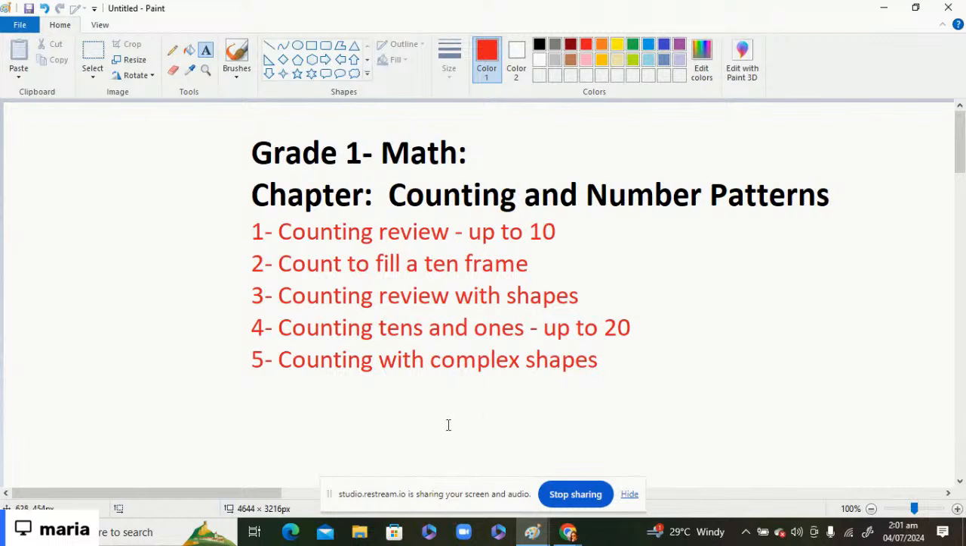So, there is a list of the chapters and a list of the lessons, and you can check all of it. Here is the name of the chapter we discuss today, that is counting and number pattern. These are the names of the lessons: counting review up to 10, counting to fill a 10 frame, counting review with shapes, counting tens and ones up to 20, counting with complex shapes.